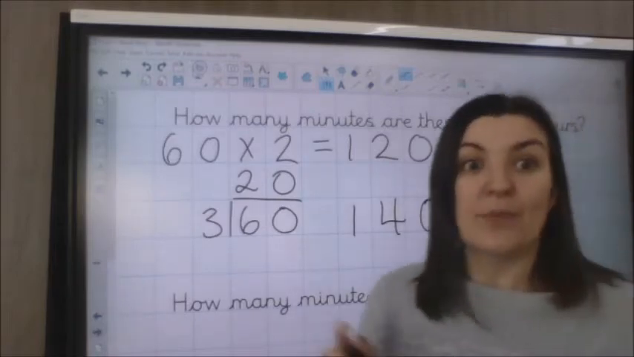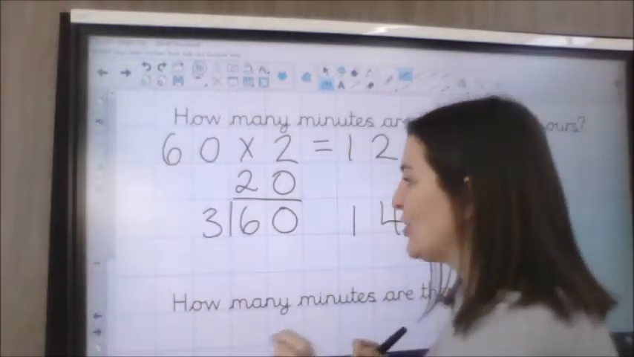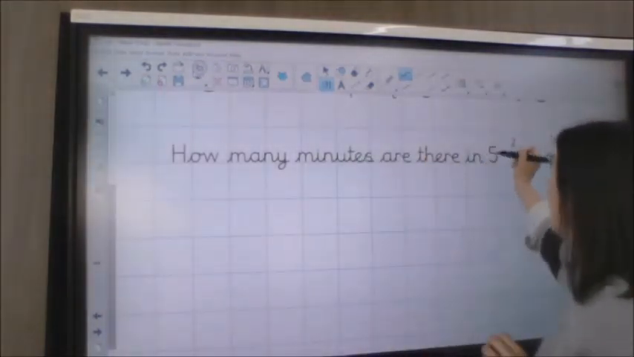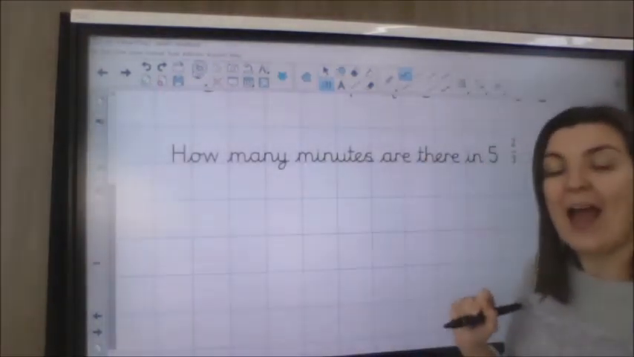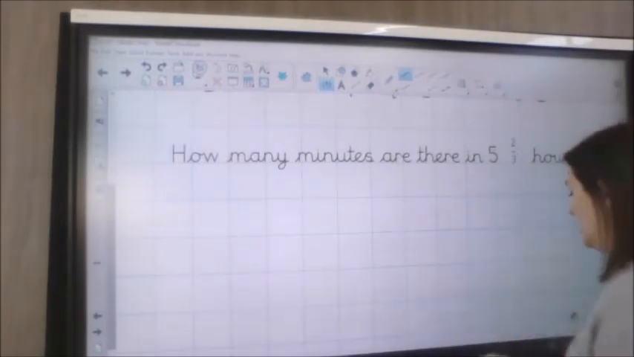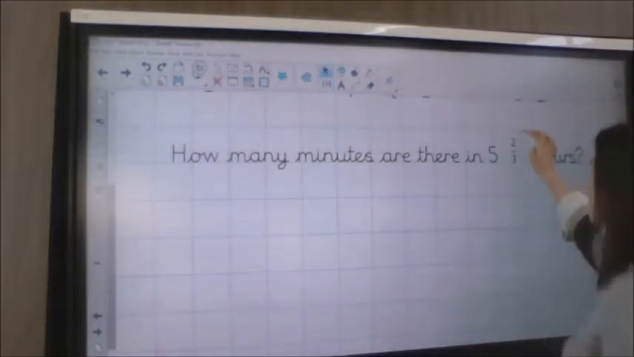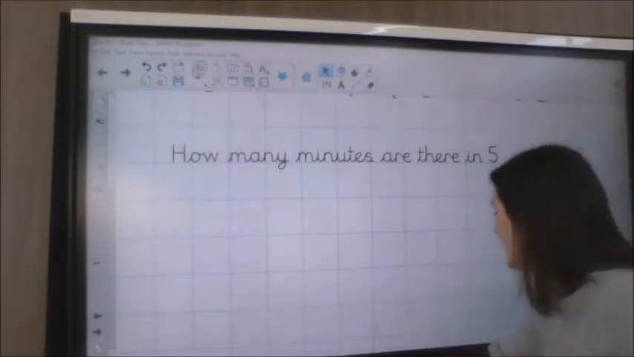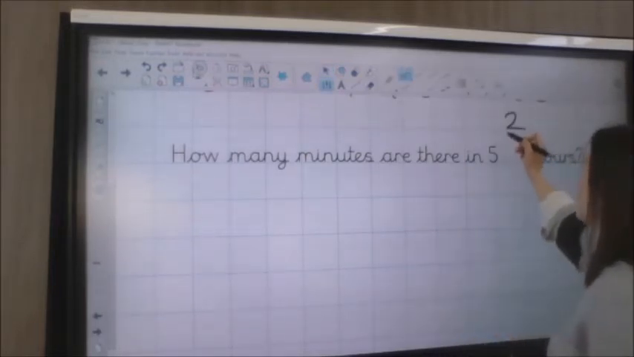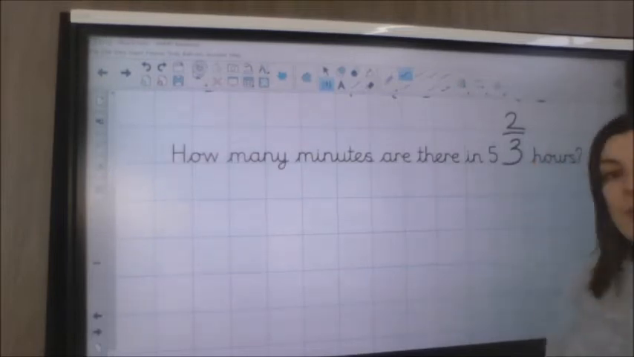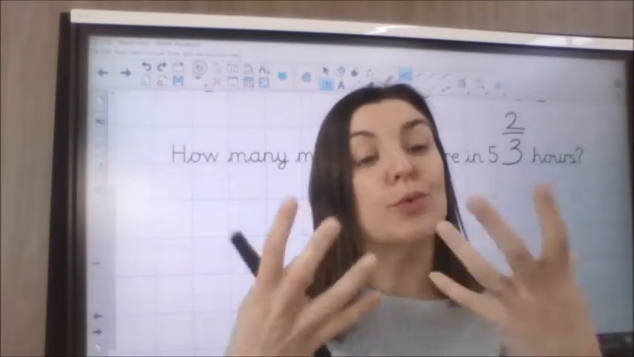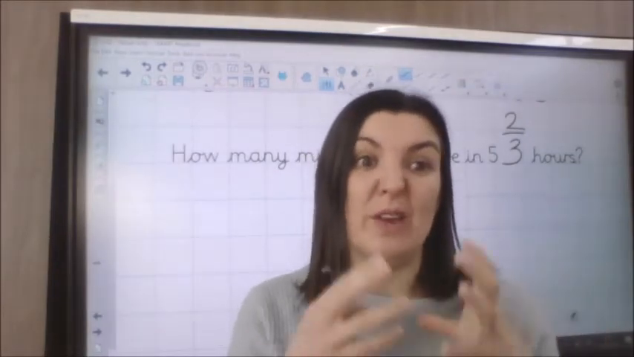Okay, so I've got one for you to have a go at, but I just want to point something out first. So this time you've got how many minutes are there in 5 and 2/3. So I'm going to write that in so you can see. Okay, so you've got 5 and 2/3. So if 1/3 is 20, you've got to do 2/3. So that would be 40.